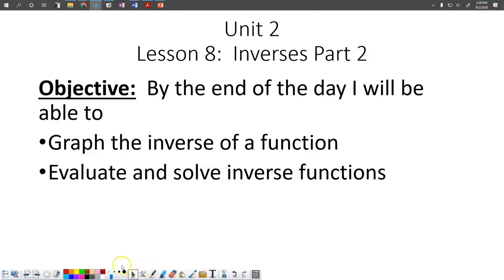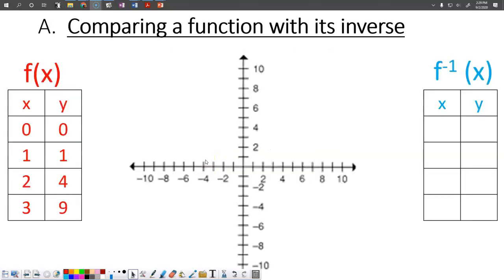Alright guys, this is our last lesson for Unit 2. It's Lesson 8. We're going to continue our discussion about inverse functions here. We're going to do two things. We're going to talk about graphs, the graphs of inverse functions. We'll also talk about how to evaluate and solve inverse functions. So let's go ahead and start off here.